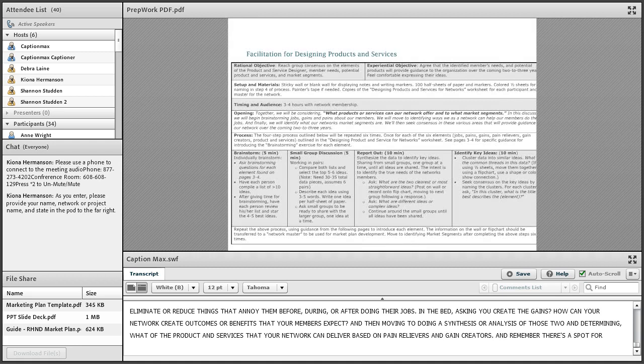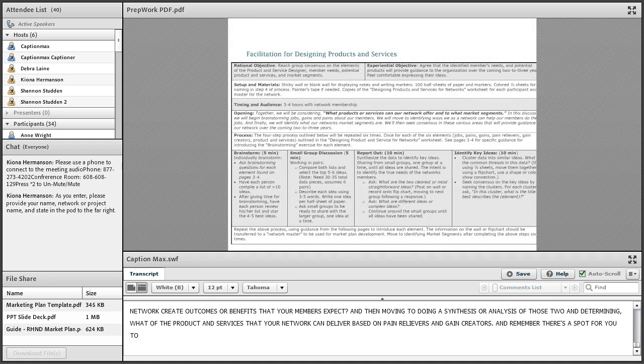And then moving to doing a synthesis or an analysis of those 2 and determining what are the products and services that your network can deliver based on those pain relievers and gain creators. And you will note that there's a spot for you to put your current services in as well.